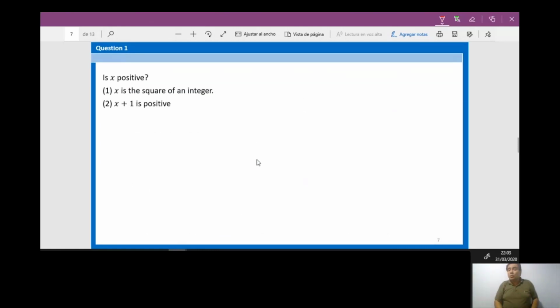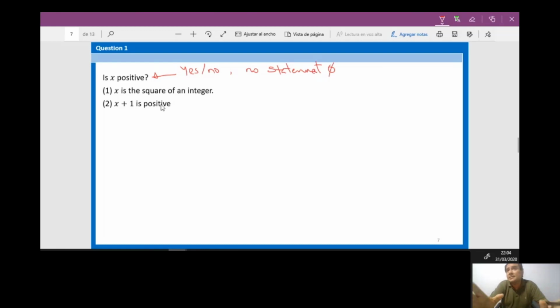Here, question 1. Take a look at the text of this question. It's very simple, very short. It's X positive. This is what we call a yes-no question, right? Another thing we can notice from this question text is no statement 0. Take a look. There is just a question and nothing else. Okay, let's take a look now at the two statements.